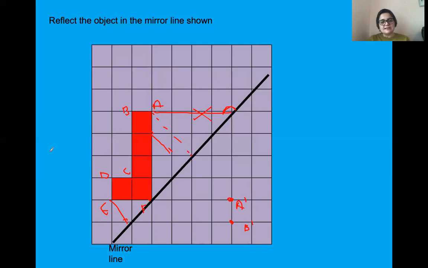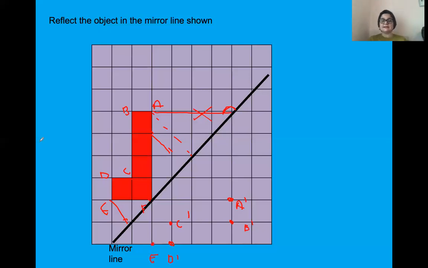Okay, C dash. C dash, as you see, is just 1 diagonal away from the mirror line. So the C dash is going to be right there, C dash. And D dash is 1 diagonal and a half. So it's 1.5 here already. So D dash is going to be right here. And then E, as you see, is 1 diagonal away. So E dash is going to appear right there.